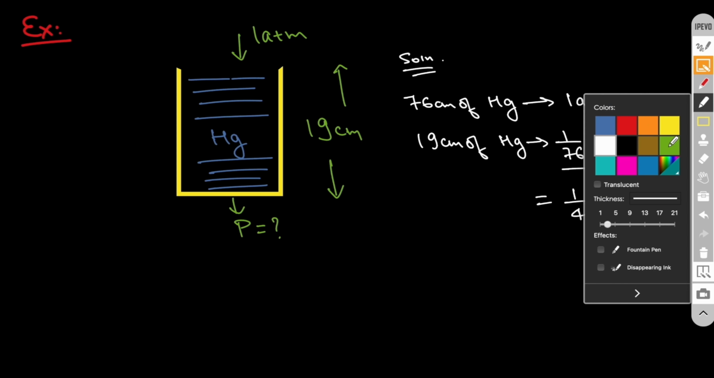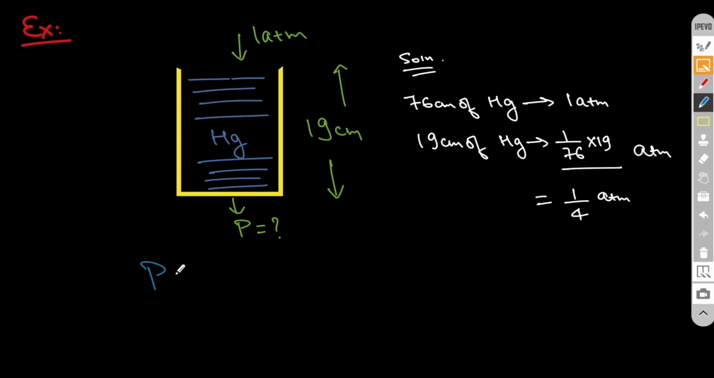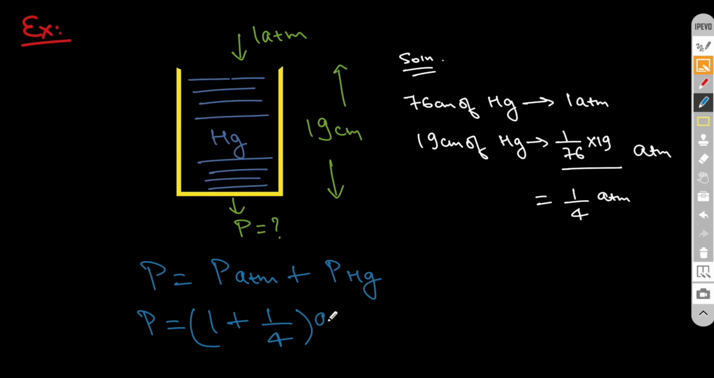So we'll write the pressure at bottom is equal to pressure due to atmosphere, P atm, plus pressure due to mercury column, right? So pressure is equal to atmospheric pressure 1 plus pressure due to mercury column 1 by 4. So on summing it up, it will come out to be 5 by 4 atm. So this was a simple example.